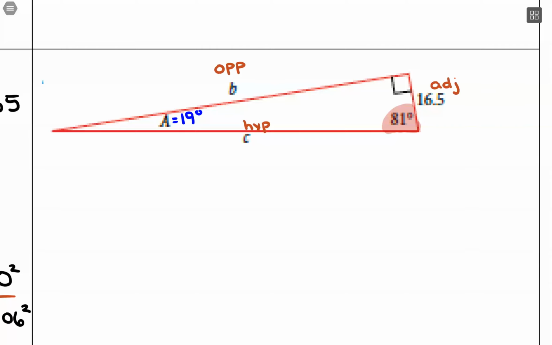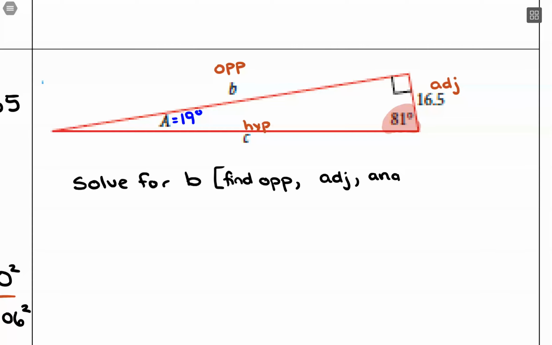16.5 is adjacent. All right, opposite, adjacent, hypotenuse. So solving for, and we can choose whichever we want to, let's go just alphabetically. Let's go with B. So solve for B. So we want to find opposite. We know the angle measurement. We know adjacent. So we have adjacent and we have the angle.